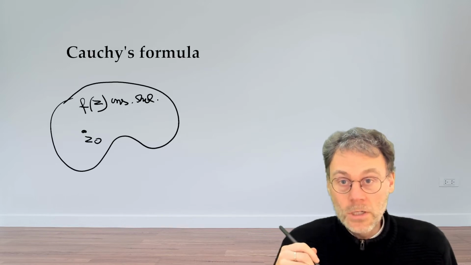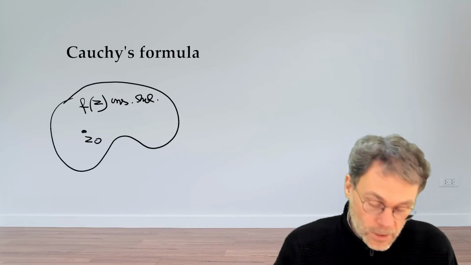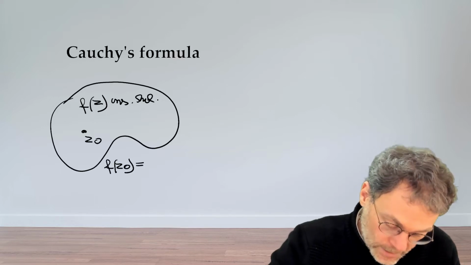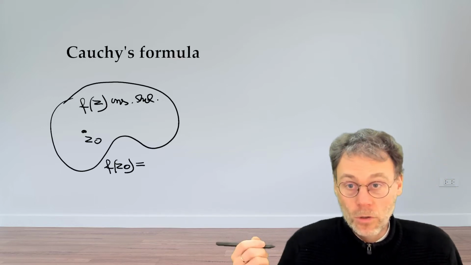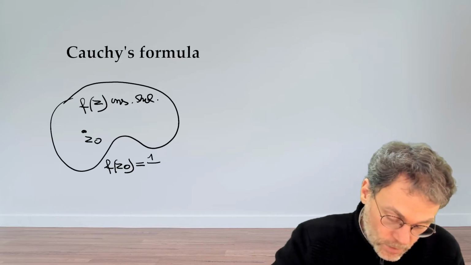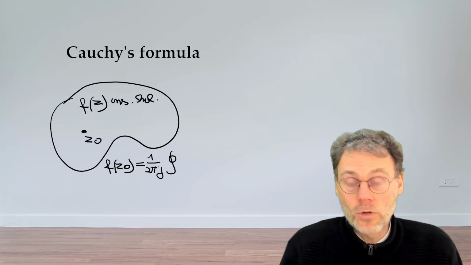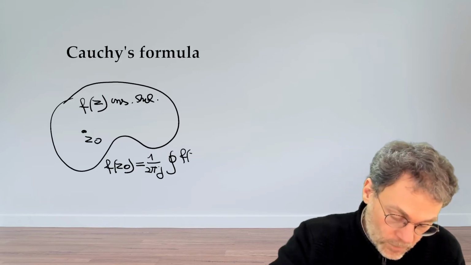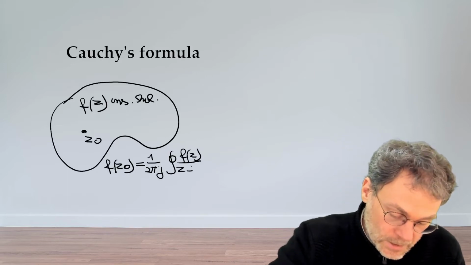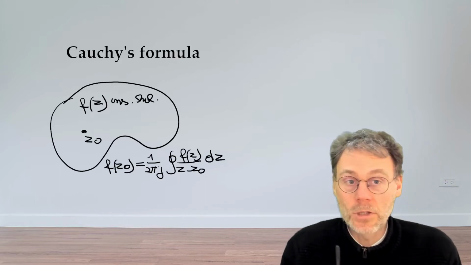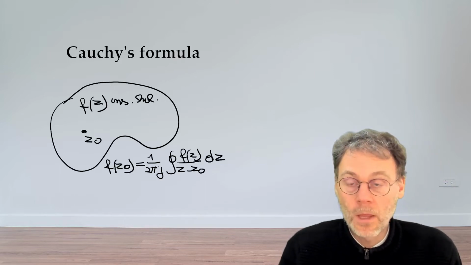Cauchy's formula basically allows us to calculate the value of f at that internal point based on a contour integral. Namely, the result will be f of z0 is 1 over 2 pi j, the contour integral of f of z divided by z minus z0 dz. So this is the famous Cauchy's formula.